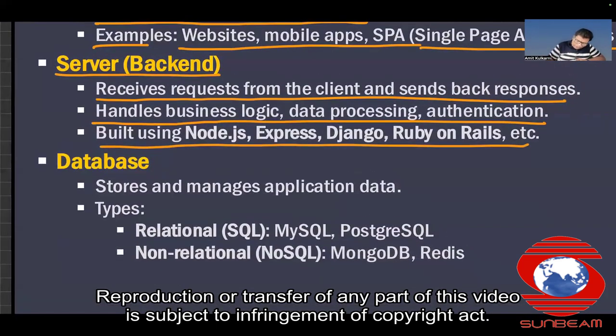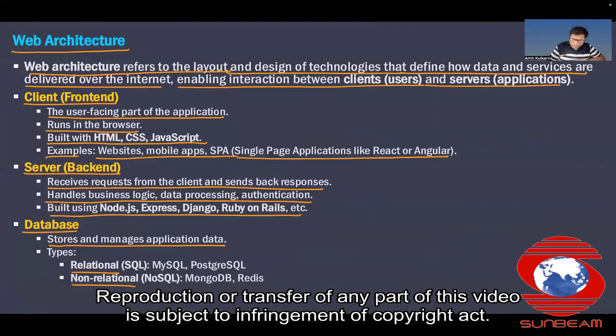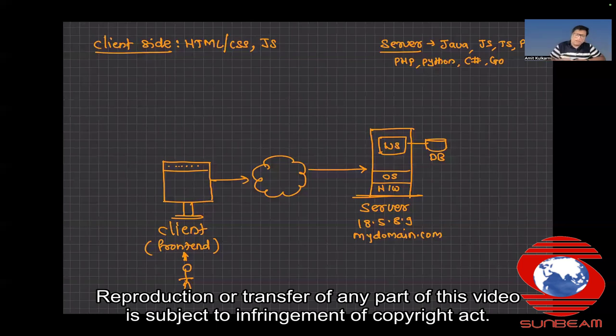The backend application is also going to be connected to the database, which is going to store and manage the application's data permanently. There are two types of them, as I mentioned, relational and non-relational, also called NoSQL databases. Examples I gave you already. So this is a client-side application. This is the server-side application.